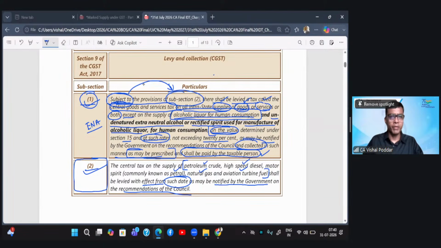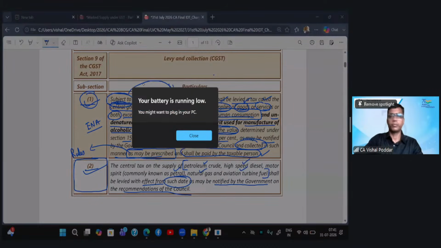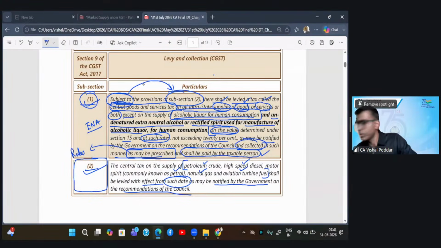Again, students, wherever this phrase will come, please make a note. Wherever in the act this phrase will come, what is the phrase? As may be prescribed. It means what you have to refer to is rules. So this phrase, as may be prescribed, means where this prescription is given, where it is written in the rules.